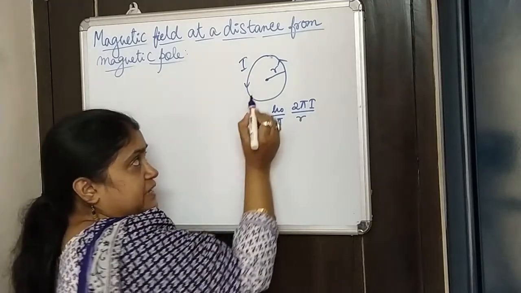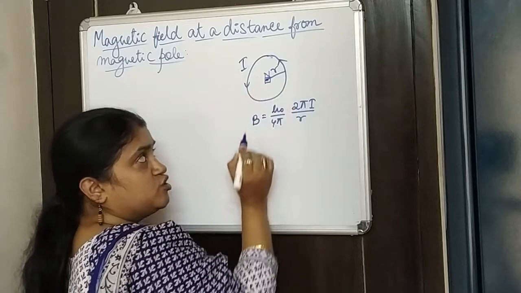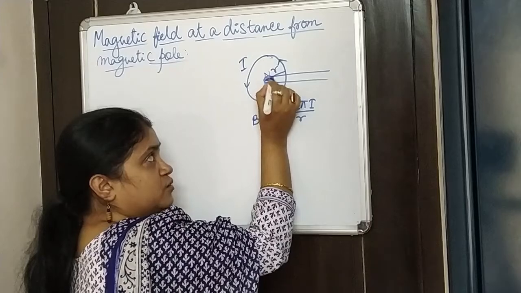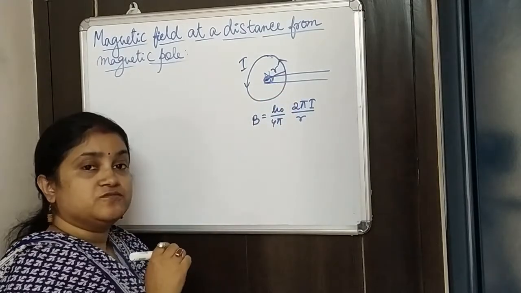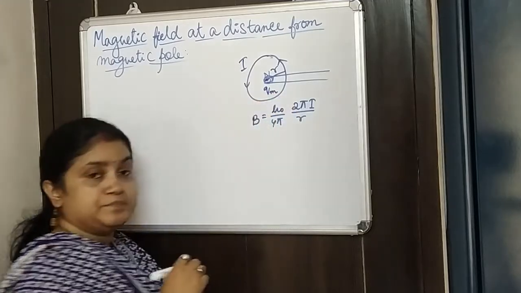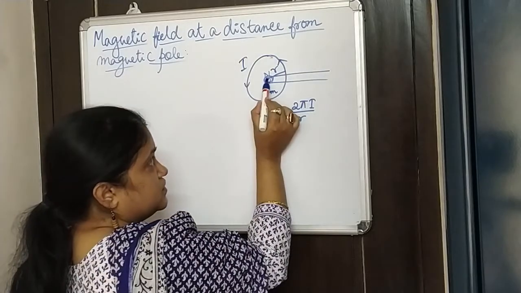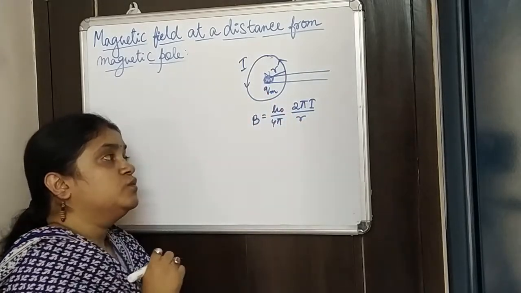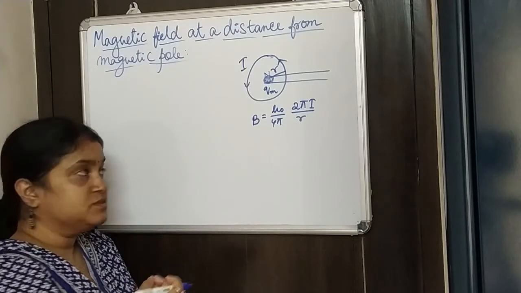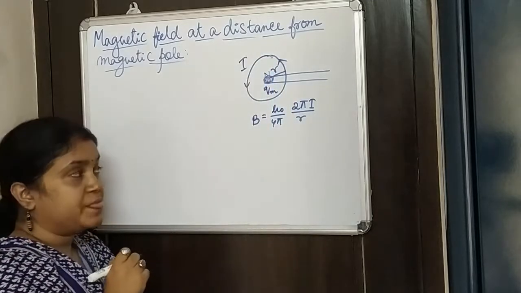Now suppose we keep a magnetic pole at its center. Suppose we keep a north pole, a bar magnet with a pole at the center of this loop, and this north pole has a pole strength Qm, right? So this north pole would definitely feel a kind of force due to this current loop, right?